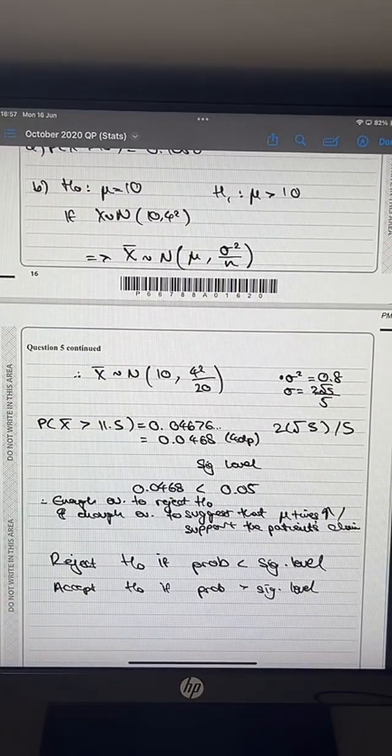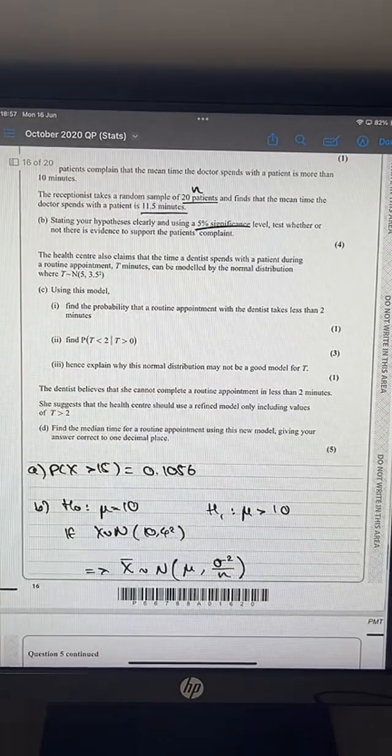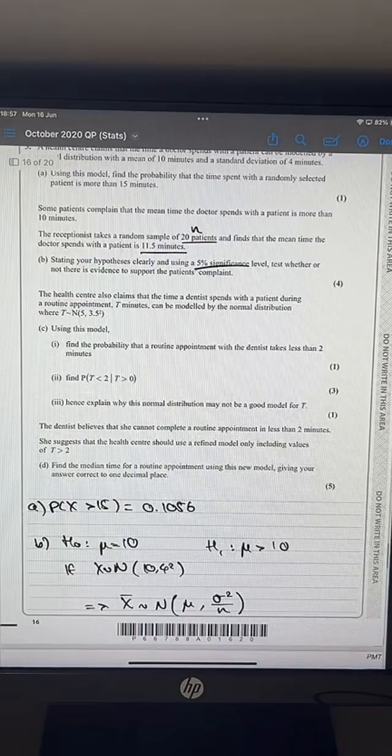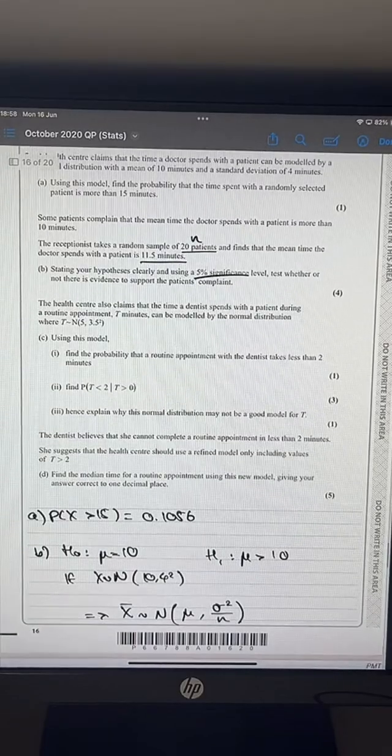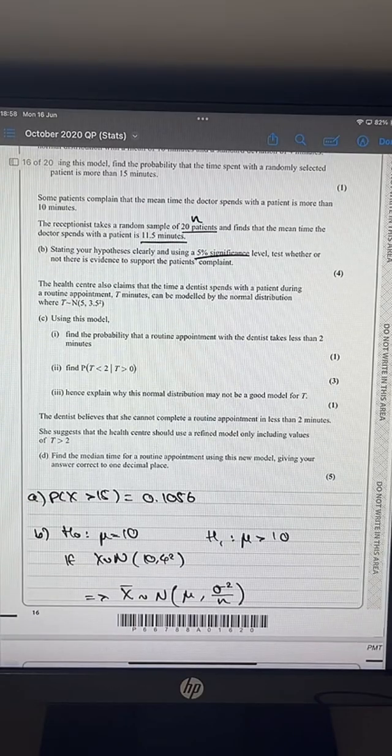I don't get it, so I'm going to re-explain how to do hypothesis testing for normal distribution. And then I'd recommend going to your textbook and practicing these questions, because it's a bit different. So some patients complain the mean time is more than 10 minutes. Random sample of 20 patients. She finds the mean time is 11.5 minutes. Use 5% significance level. Test this complaint.